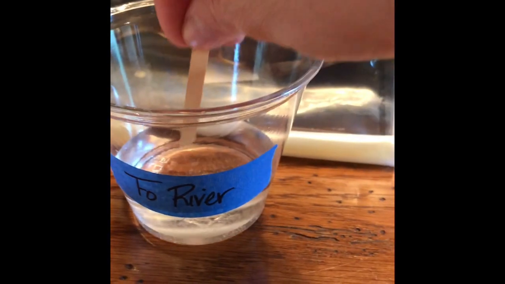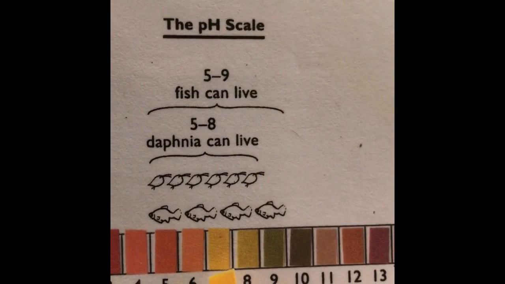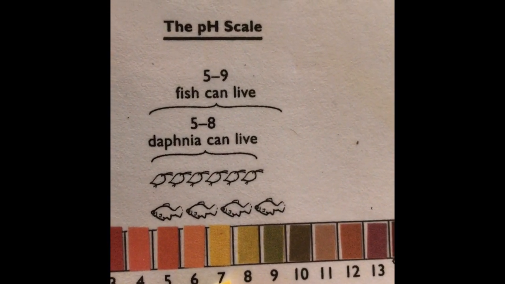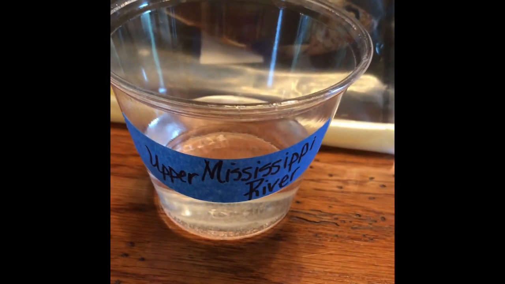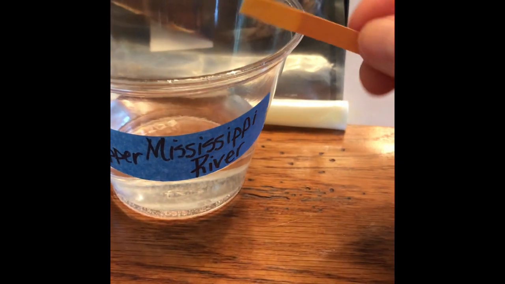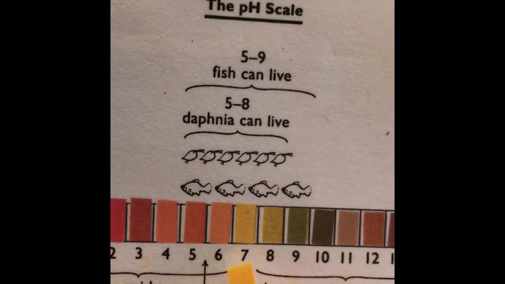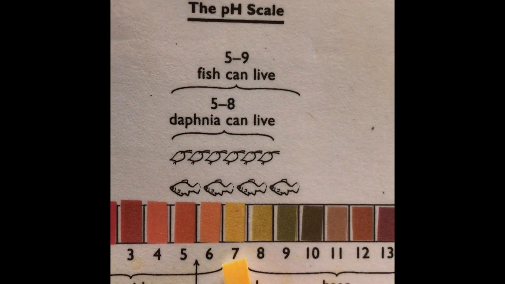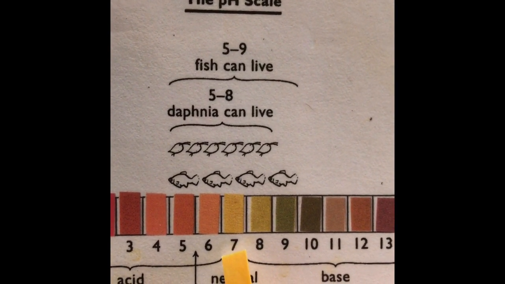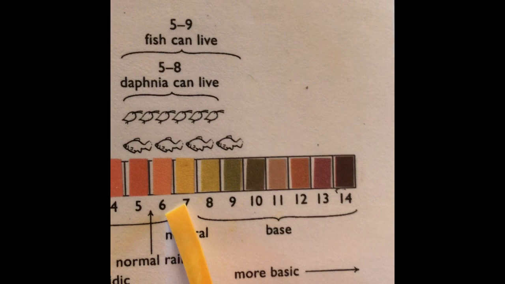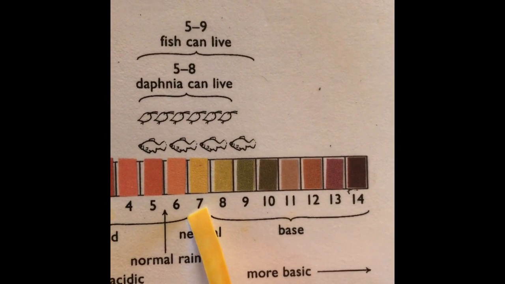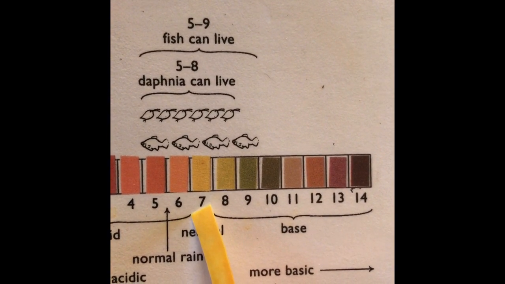Our Faux River sample looks to have a pH of 7. So Faux River, pH 7. Upper Mississippi River has a pH of 7. So Upper Mississippi River, pH 7. The Lower Mississippi has a pH of 7. Lower Mississippi River, pH 7.